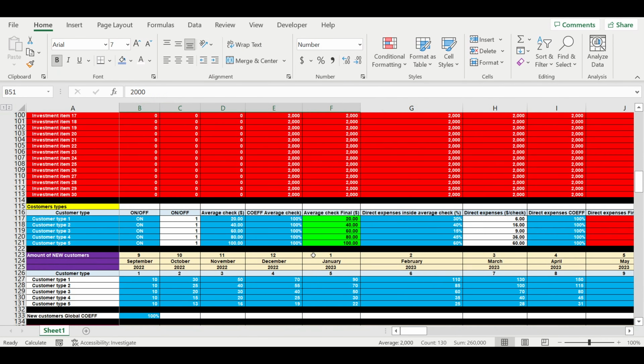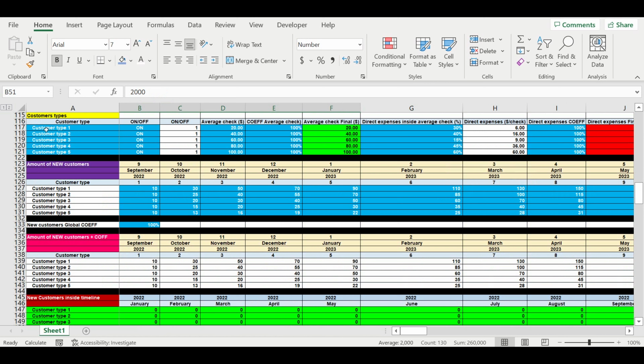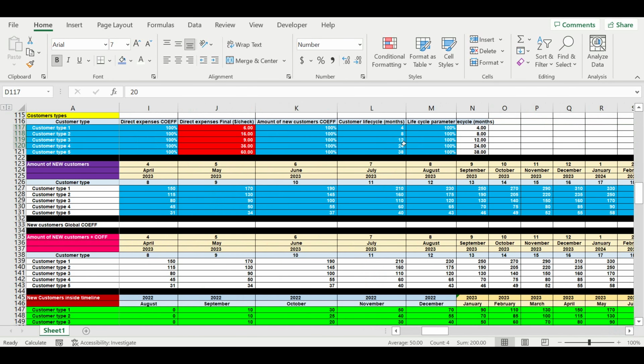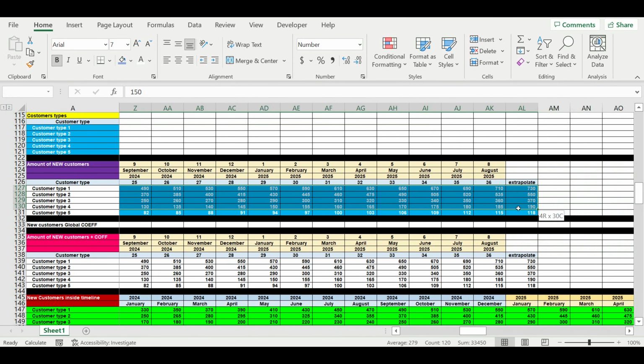Then you can specify different types of customers, and you can switch them on and off. You can specify the average check for each type of customer, and the percentage of direct expenses inside the average check. Then you can specify the life cycle of this or that type of customer, after which the customer disappears and ends up giving you the revenues. Then you specify how many new customers you get each month during the first 36 months of operating activity.